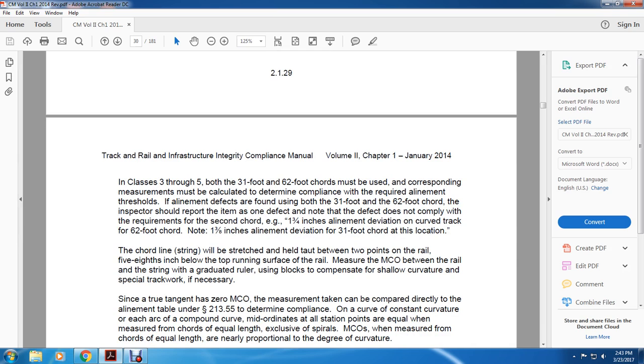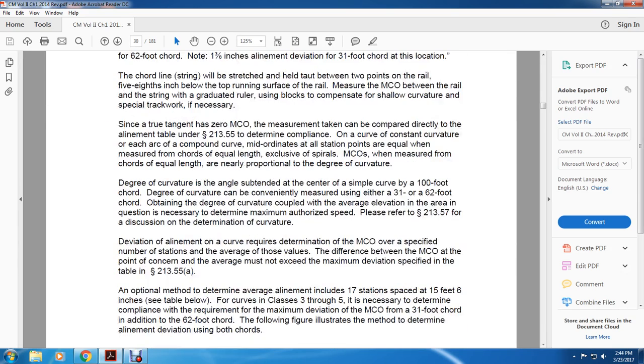The chord line will be stretched and held taut between the 2 points of the rail, 5/8 of an inch below the top of the running surface of the rail. Measure the mid-chord offset of the string with a graduated ruler, using a block compensating for shallow curvature of special track work if necessary.